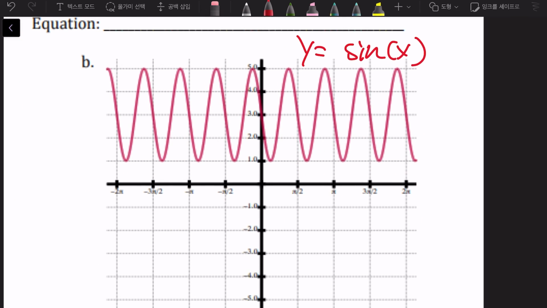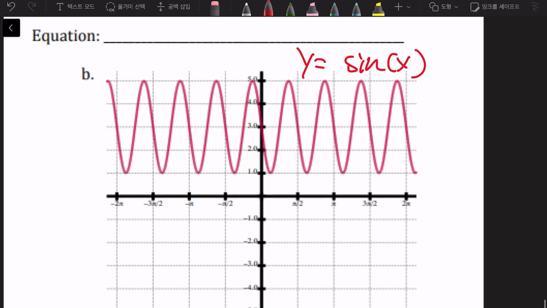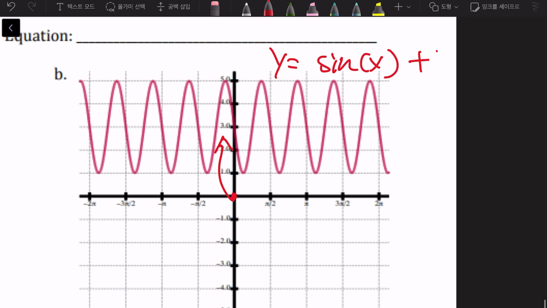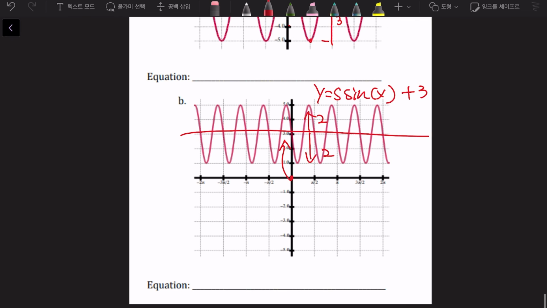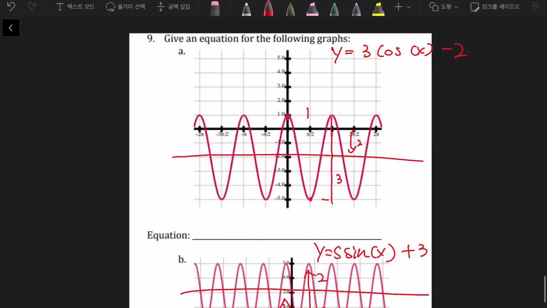For this one, if you use sine, it's obviously 0 to 3, so it should be sine plus 3. And then the amplitude, we can see, is 2. So it should be 2 sine x plus 3. And yeah, I don't see anything more. That was the end of the review. I hope you get a good grade.